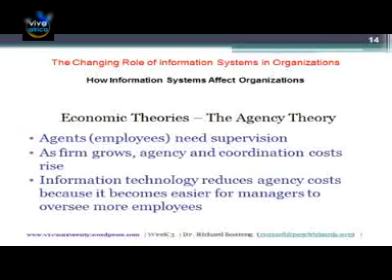Agency theory tends to state that the firm itself is a nexus of contracts with individual employees or agents who may have self-interest. Hence, they need supervision. So the firm spends more in trying to supervise and control the activities of employees as the firm size increases. However, information technology reduces agency costs because it becomes easier for managers to oversee more employees.